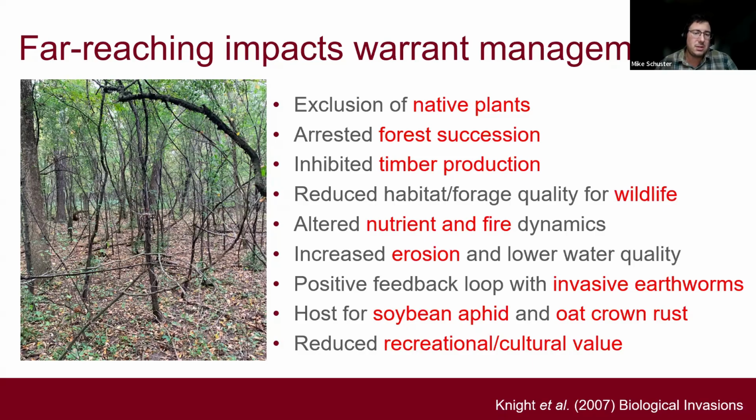We also see reduced value of landscapes to wildlife, right? Buckthorn is not a preferred habitat type for most species, and the types of forage that it produces, things like berries, are generally of lower quality compared to what these species have evolved to utilize. The dominance of buckthorn in ecosystems has profound effects on nutrient cycling and fire dynamics. For example, the leaf litter that buckthorn produces decomposes really quickly, and so it's very challenging to get a prescribed fire through anywhere that's dominated by buckthorn.